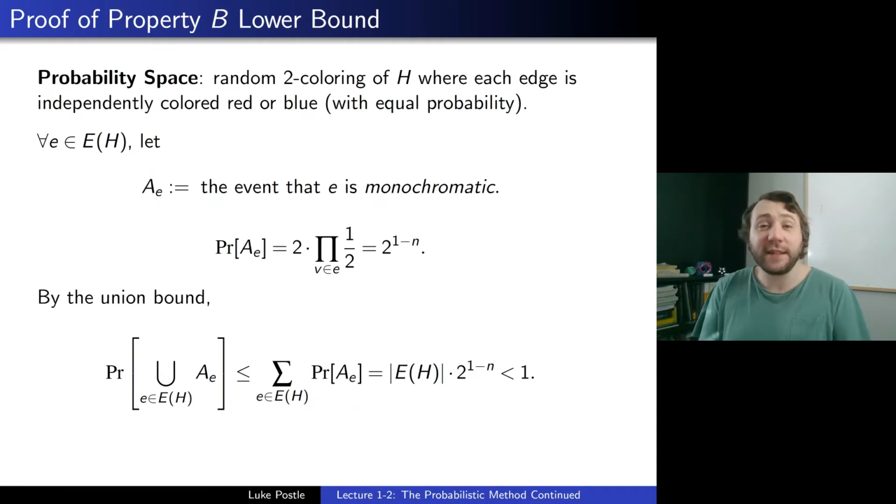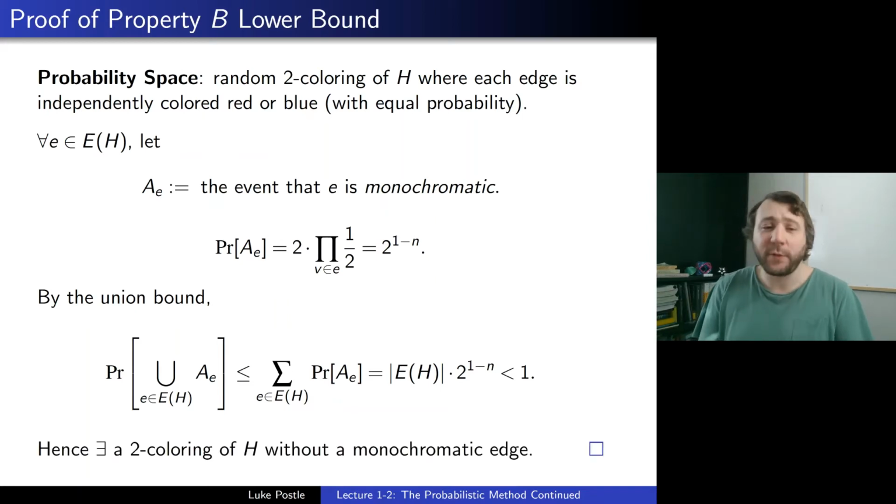So it's e of H times 2 to the 1 minus n. So the number of edges times 2 to the 1 minus n. Since the number of edges is assumed to be smaller than 2 to the n minus 1, that whole sum is less than 1, which means that with positive probability none of the events occur, that is, that there exists a 2-coloring of H without a monochromatic edge, as desired.